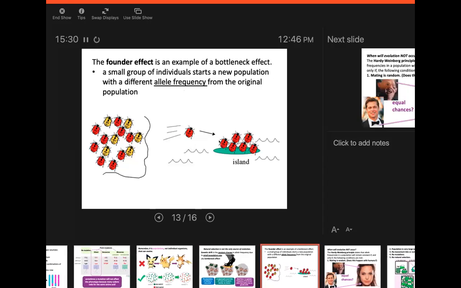Next, I'm going to mention what's known as the founder effect. This is an example of the bottleneck effect, so what we just saw with genetic drift. A small group of individuals starts a new population with a different allele frequency from the original. So you see up here, yellow and red, okay? And then this one red beetle starts a new population. So now what is going to be over here? The red, okay? Because that is going to be the higher allele frequency in that population.